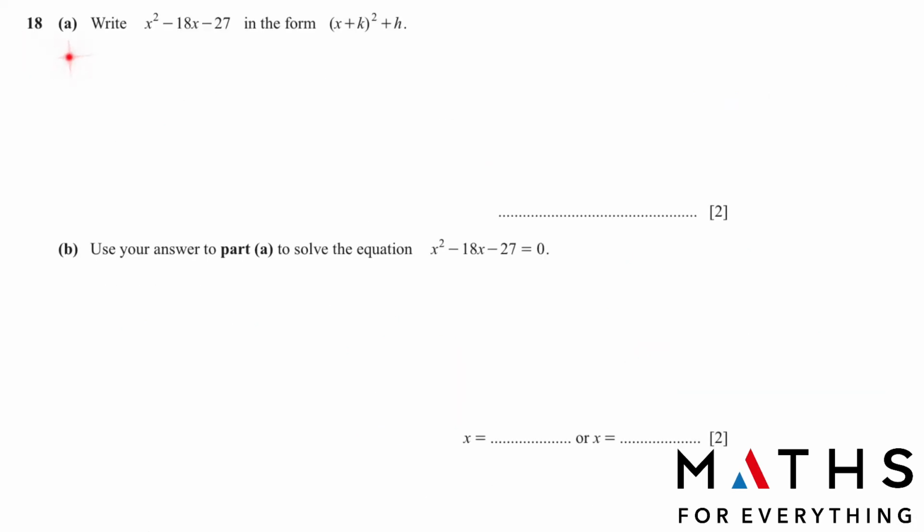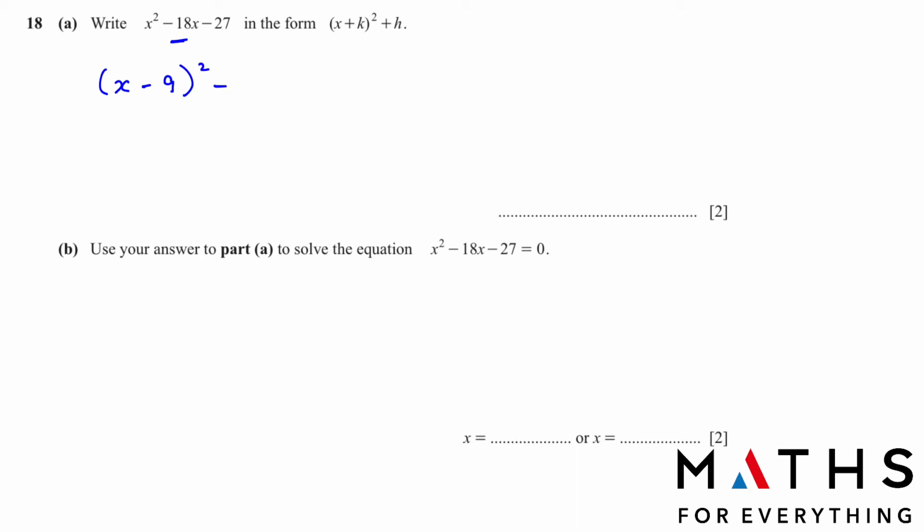Question number 18a. Write x square minus 18x minus 27 in the form (x plus k) square plus h. So you need to write it in completing the square form. For completing the square, write x, okay, and there's a negative here, so write a negative. Divide this number by 2. 18 divided by 2 is 9. Close the bracket. Do you understand?